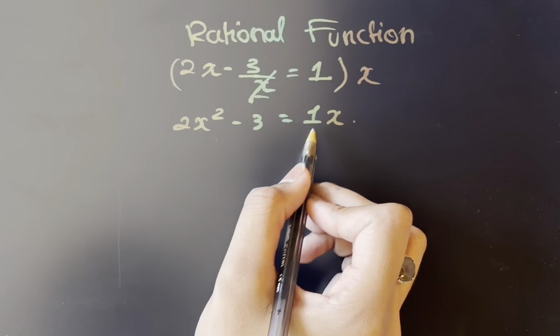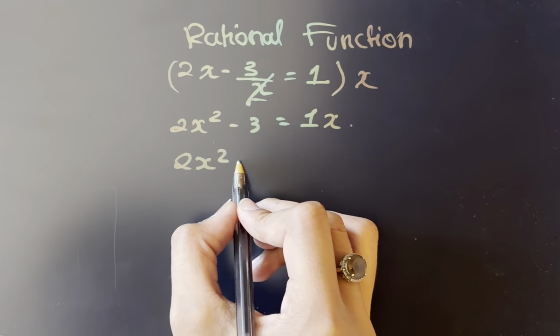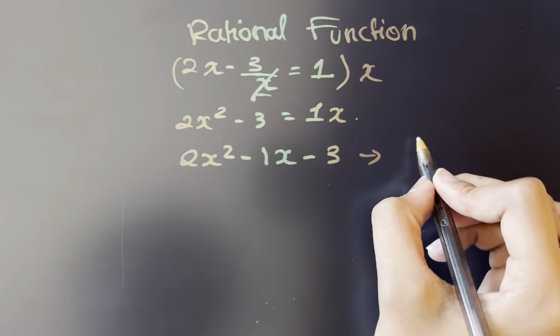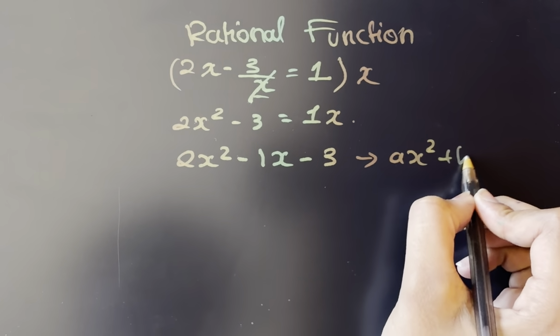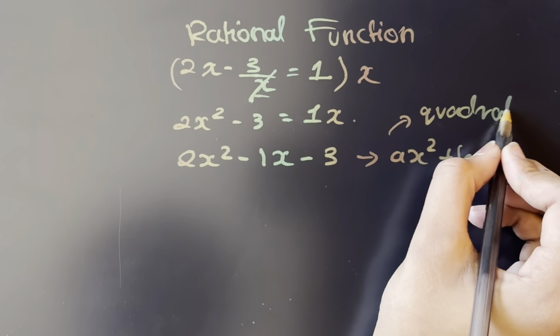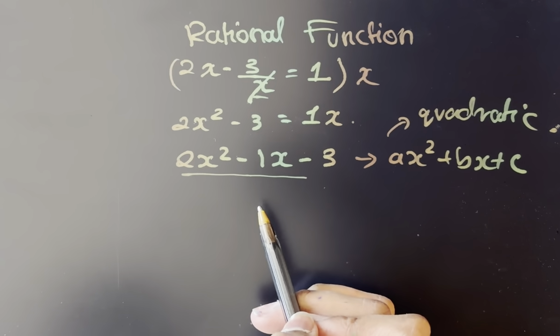Our next step is to make this whole equation quadratic by just moving the 1x to this side: 2x squared minus 1x minus 3 is equal to 0. This also is a quadratic equation because it follows the pattern ax squared plus bx plus c, which is a quadratic. So here we're solving for x.